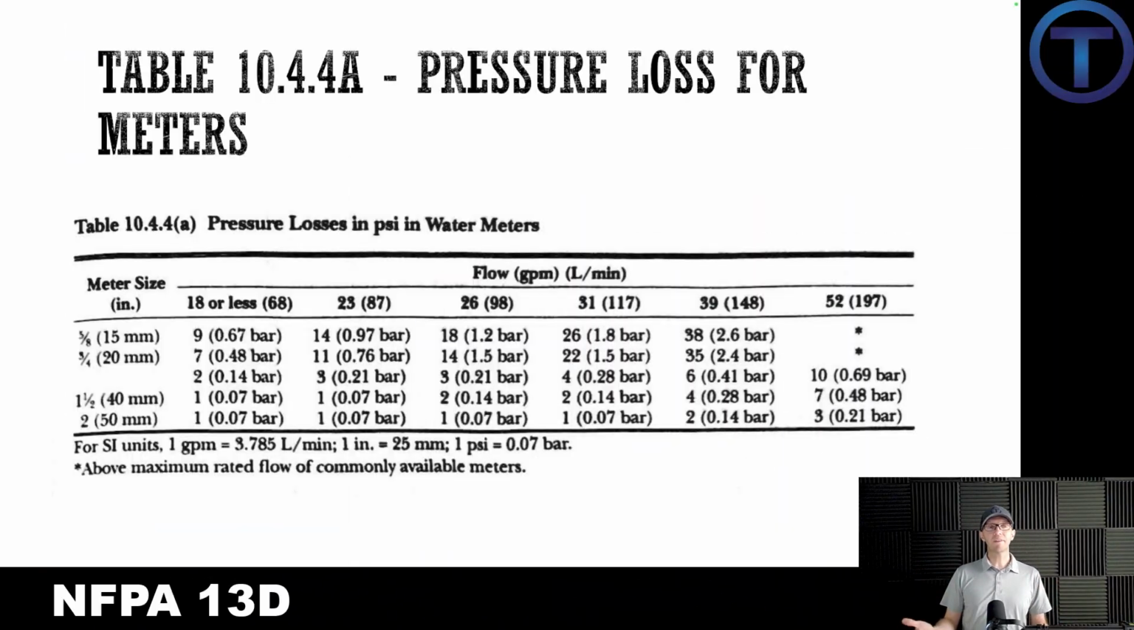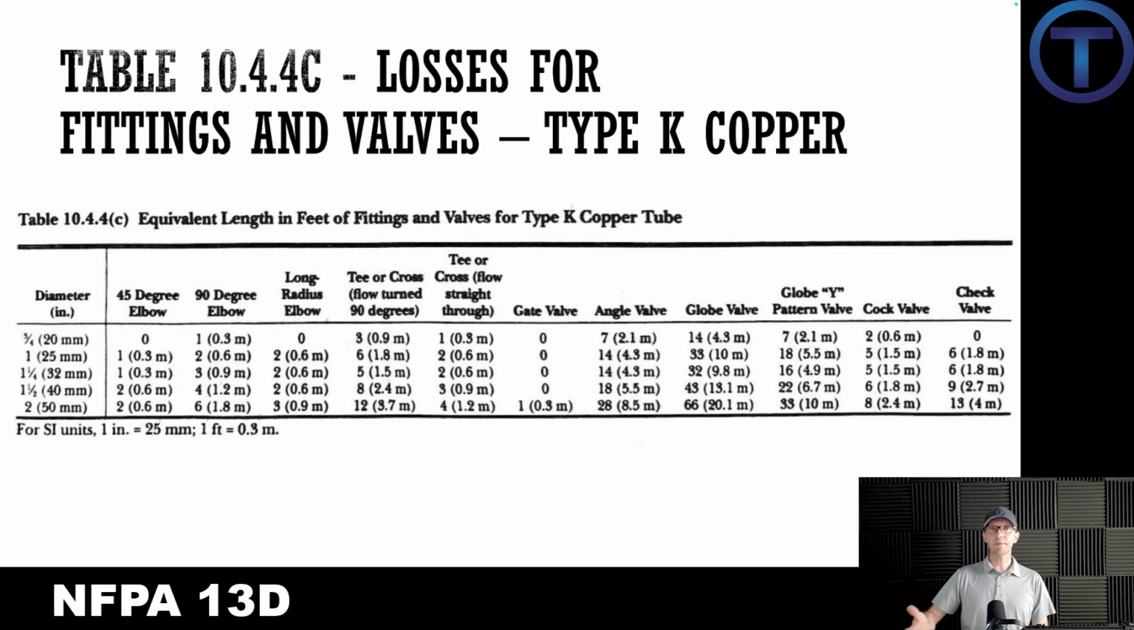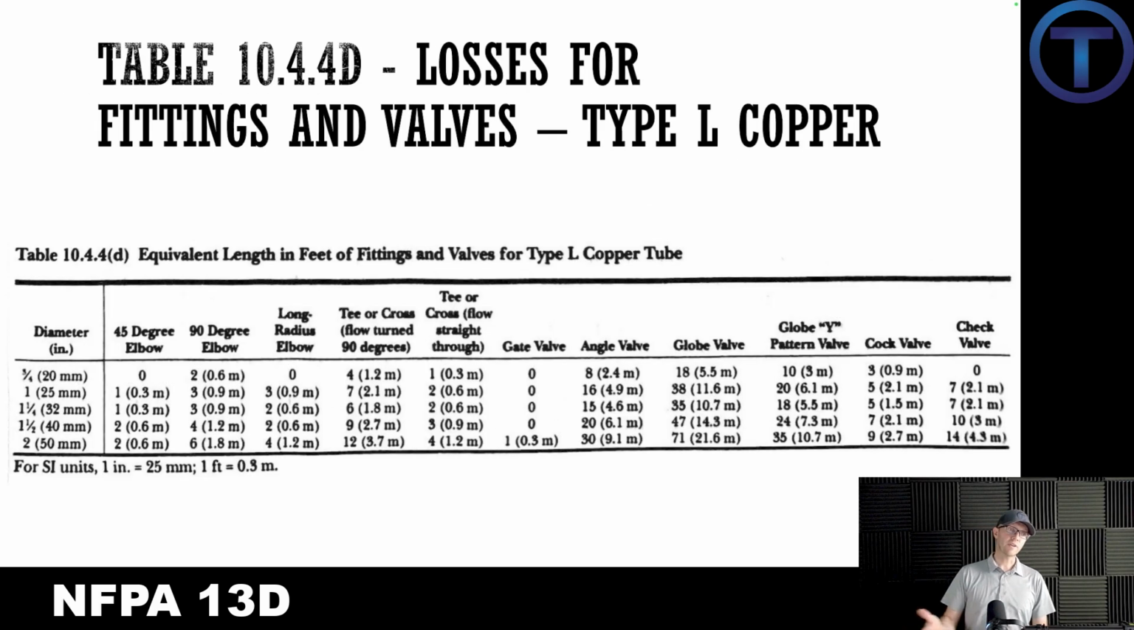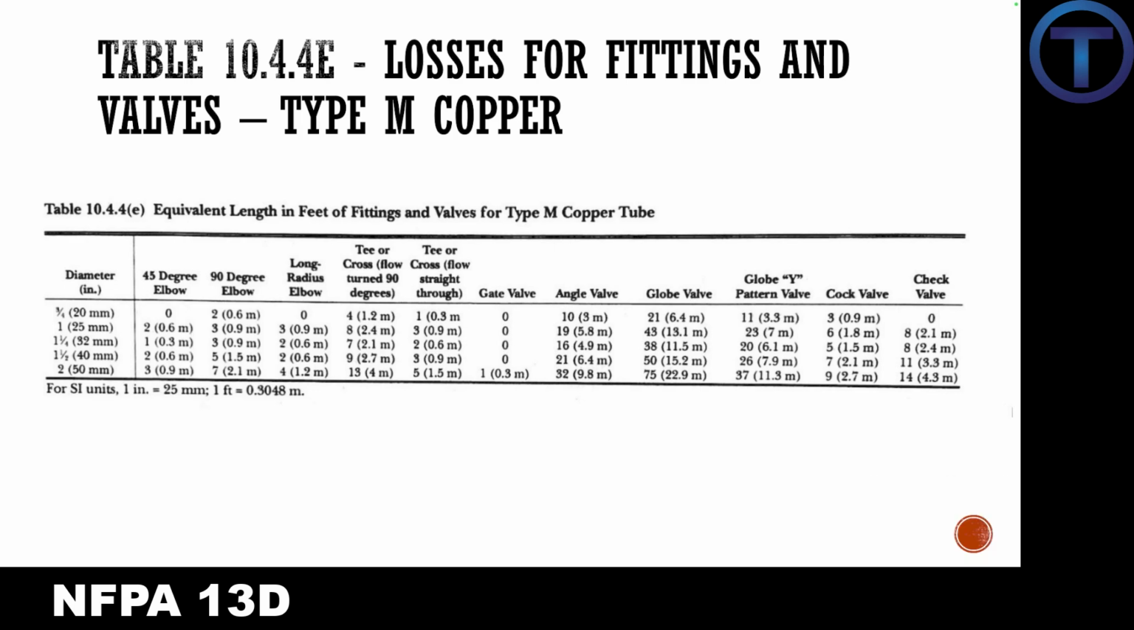There are some tables in here that help when it comes to calculating those pressure losses. There's a table for pressure loss through meters, a table for pressure losses through fittings and valves in steel, pressure losses for fittings and valves in type K copper, pressure losses for fittings and valves in type L copper, pressure losses for fittings and valves in type M copper. Please notice that the pressure losses are measured in equivalent length of feet.